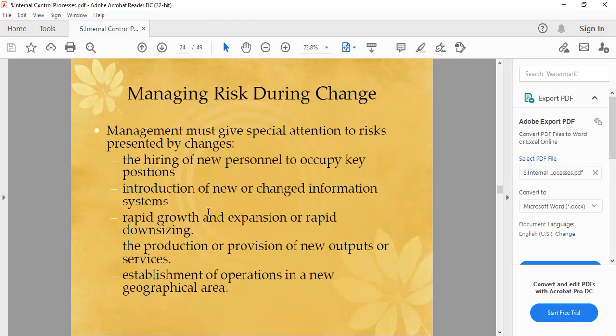Another one is introduction of new or changed information systems. Then there's rapid growth in market expansion, and sad to say, the opposite is downsizing of the business. Then production or provision of new outputs or services, which would be risky because the market is not yet knowledgeable about the product. And establishment of operations in a new geographical area. So we are a new entrant in the market.